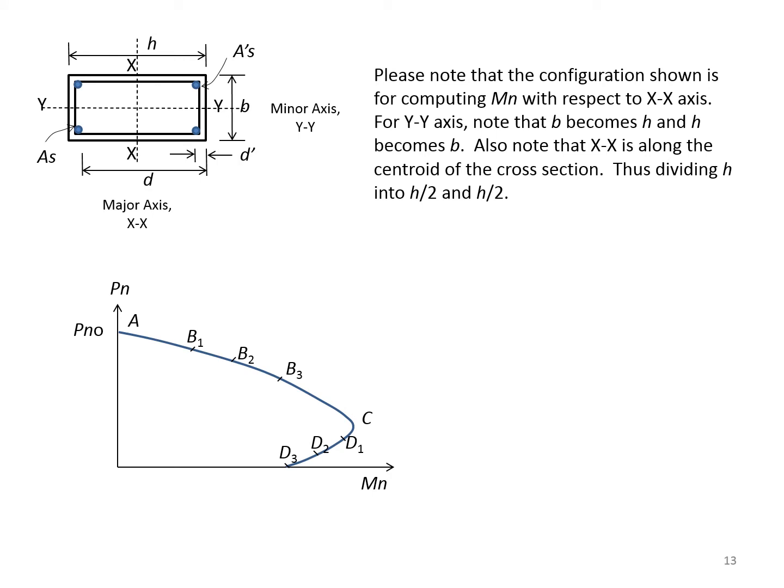Please note that the configuration shown is for computing Mn with respect to the x-axis. For the y-axis, note that B becomes H and H becomes B. Also note that the x-axis is along the centroid of the cross-section, thus dividing H into H over 2 and H over 2. And the centroid is different from the location of the neutral axis.